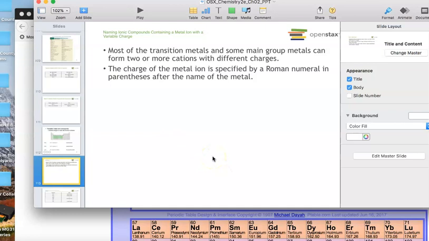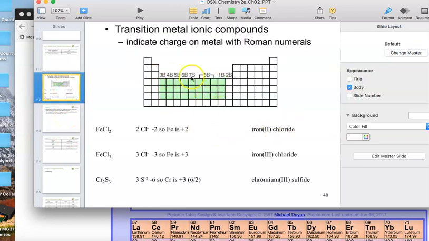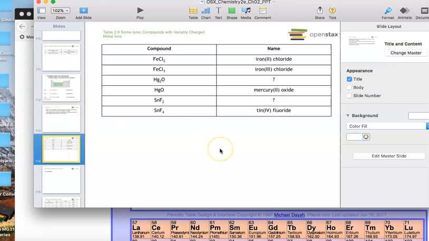Okay, so most of the transition metals and some main group metals can form 2 or more cations with different charges. The charge of the metal ion is specified by a Roman numeral in parentheses after the name of the metal. All right, and so which elements are those? Well, here they're highlighted right here. Most of the elements in what's called the transition metals. These are elements that have multiple charges for their cations.